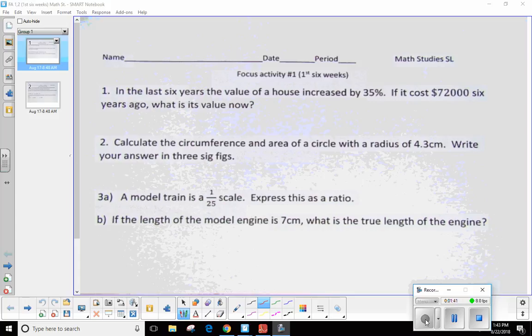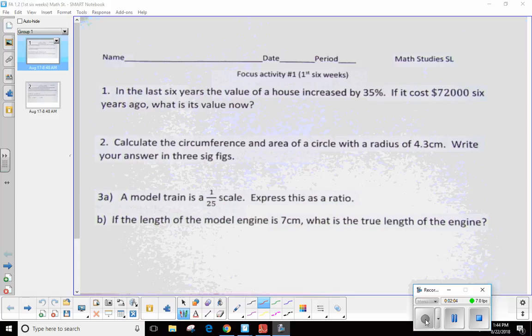Don't you just multiply 72,000? You're forgetting one thing. It was 6 years ago, so 6 years has passed. So it is increasing by 35% every year. So what kind of function was I referring to? Starts with an E? Exponential.